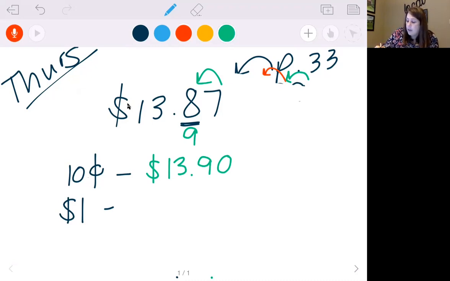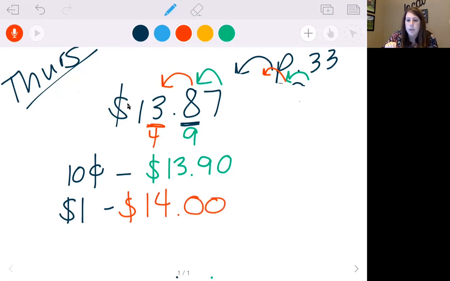For the nearest dollar, I'm going to look here. This should be easy for you to think of. Think of $13.87. Is that closer to $13 or $14? So that 8 will tell me that that 3 needs to go up to a 4. So the closest thing is $14. And if you wanted to put the 2 zeros after it, you can, but you don't have to.